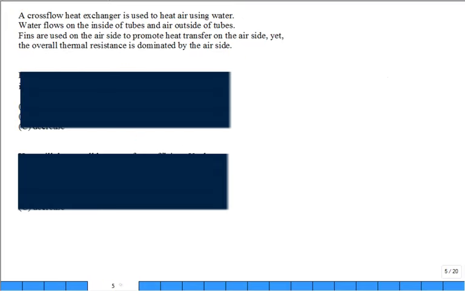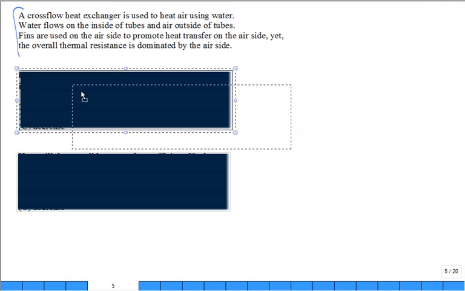We have a cross flow heat exchanger. It's a very common configuration. You're going to heat air, you're using hot water. You're going to fin that air side, but the overall thermal resistance is still dominated by the air side. With that information, ready for clicker?